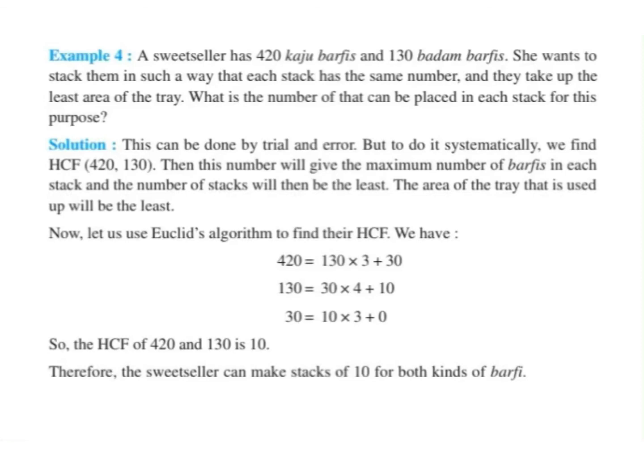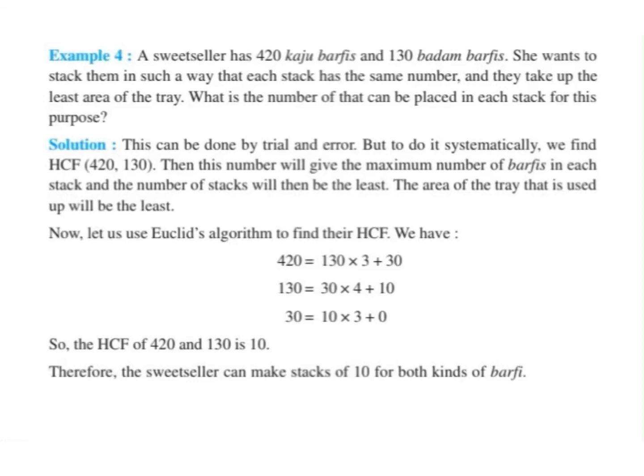Here 420 is greater than 130, so we will divide 420 by 130, and when we divide, we will get the remainder 30 and quotient 3. So it can be represented in the form a is equal to bq plus r, as 420 is equal to 130 into 3 plus 30. Now here b is 130 and r is 30. So divide 130 by 30, and when we write it in the form a is equal to bq plus r, we will get 130 is equal to 30 into 4 plus 10.